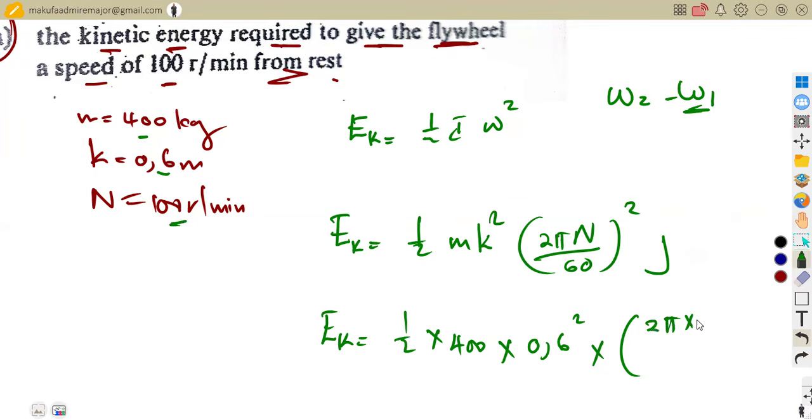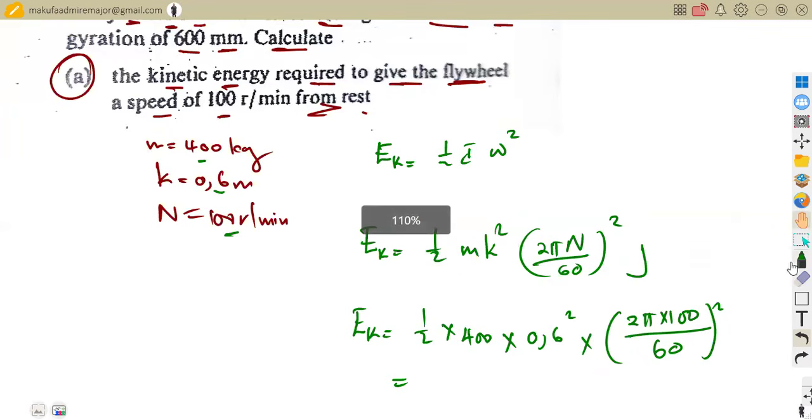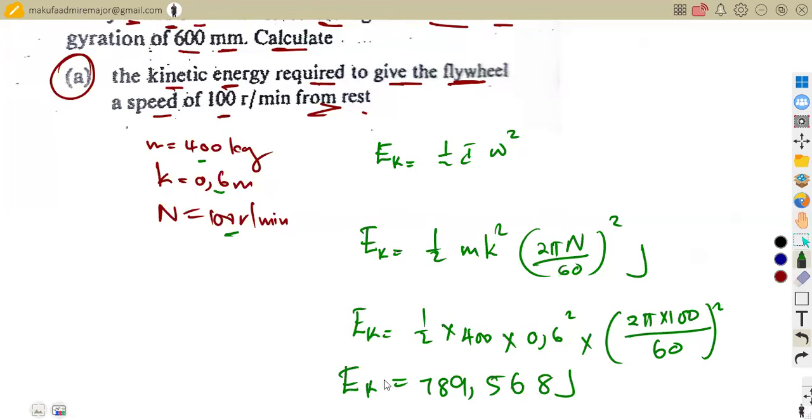So it's 2 pi times 100 over 60, squared. So you can even use this concept, omega 2 minus omega 1, but you see that you just have got the same thing because we are from rest. So there's no effect there. So this was going to give us 789.568, which is measured in joules.